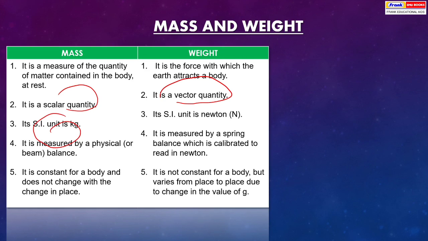Now mass is measured by physical balance while weight is measured by spring balance. Mass is constant for a body and does not change with change in place. For example, if your mass on earth is 10 kg, it will remain the same on the moon. But your weight can vary from planet to planet, from space to space, because of the change in value of acceleration due to gravity.